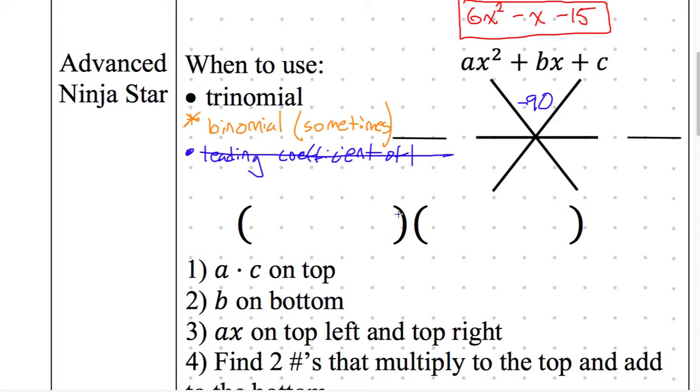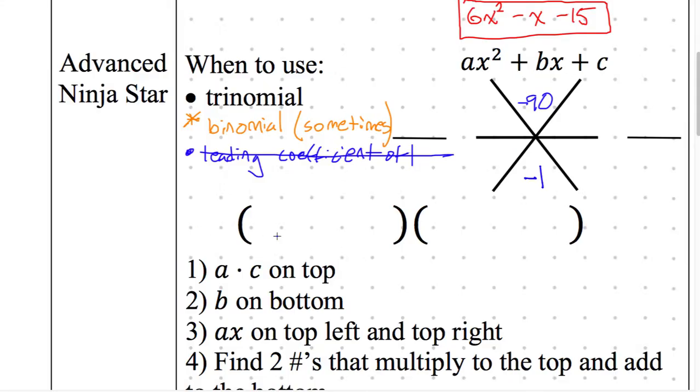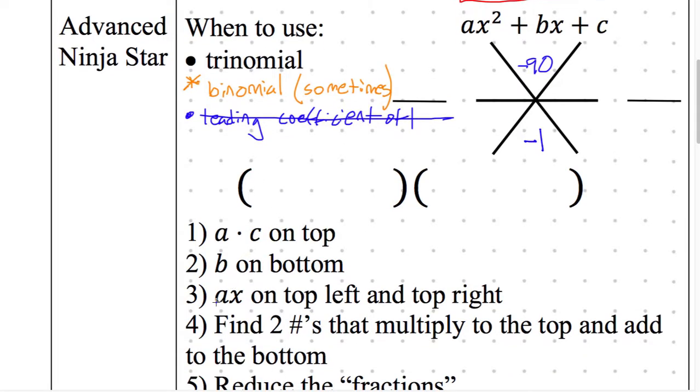I see Jose with his hand up. Who else can do the one on the bottom? What number goes on the bottom of the Ninja Star? I see Jose and Sergio. What number goes on the bottom? Jose. So the B term, yes, and the B term is, say again? Negative 1, exactly. Negative 1. All right, we have set up half the Ninja Star. There's an additional step to setting up the Ninja Star. Thank you, Jose.